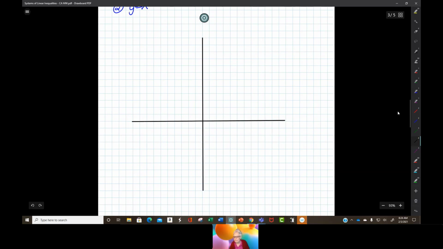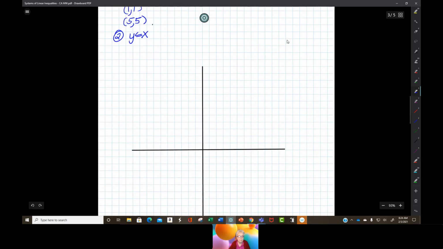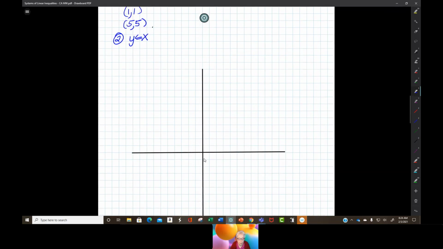Okay, now let me plot my points first. 1, 1 and 5, 5. So 1, 2, 3, 4, 5. 1, 2, 3, 4, 5. Did I have to choose those points? No. I could have chosen any points, but they would have been the same for this function.